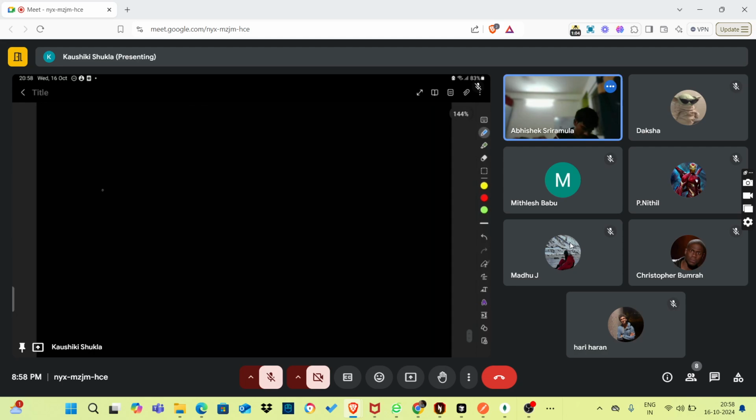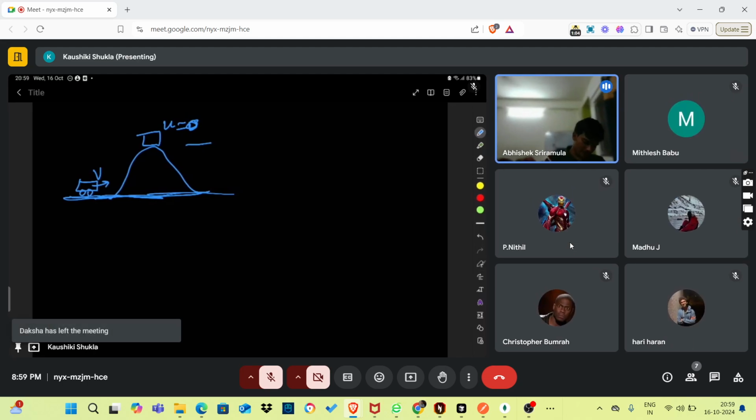For example, let's say there is a hill. Here's a hill. Here you see there is a car. This car is traveling with velocity v, and its final velocity became zero at the top. It is at a height h.